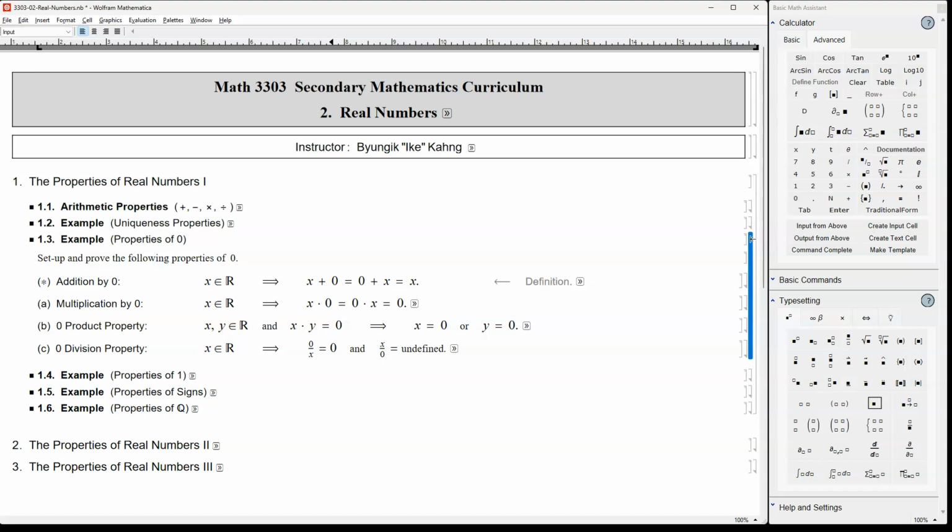How about these? Addition by zero doesn't change anything. There's nothing to prove here because that's the definition. Multiplication by zero, oh, that's nice. Any real number times zero is zero, and that's not one of those basic properties. So let's prove that. And then zero product property: x times y is zero, then either x is zero or y is zero. And zero division property, I think this one is trivial. Okay, alright, let's start with this.